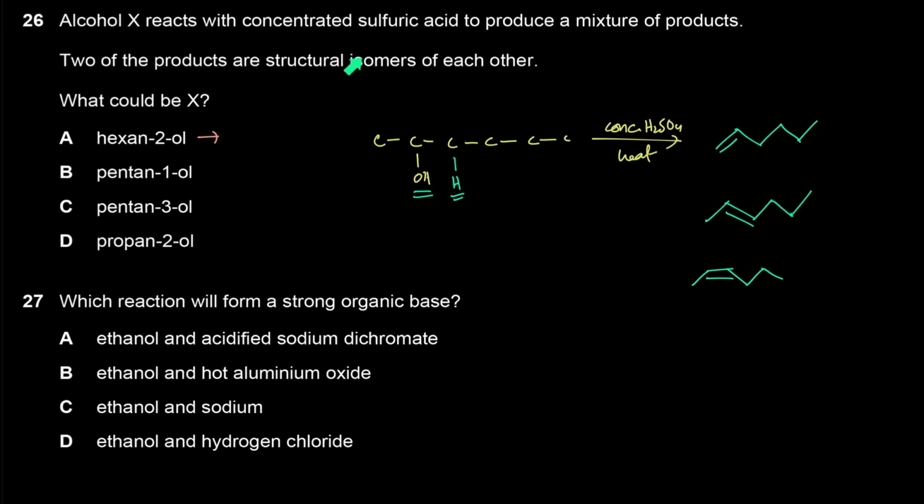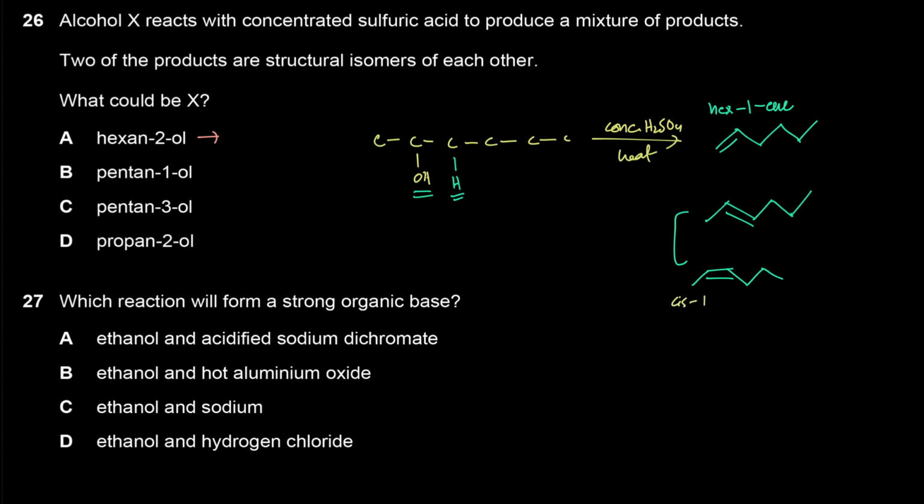But are we making any structural isomers over here? We have hex-1-ene and hex-2-ene, trans-hex-2-ene and cis-hex-2-ene. So are these structural isomers of each other? The answer over here is yes. We're making hex-1-ene and we're making either cis-hex-2-ene and/or trans-hex-2-ene.